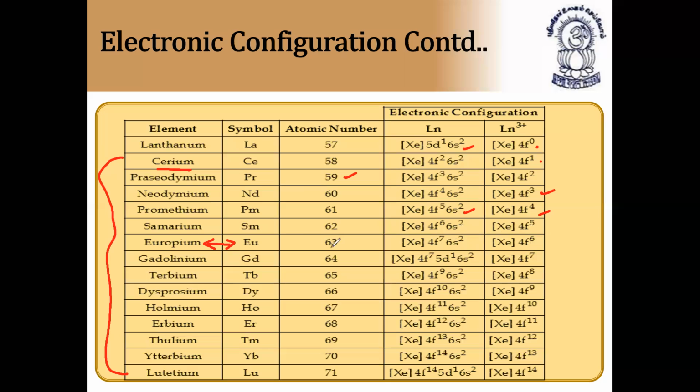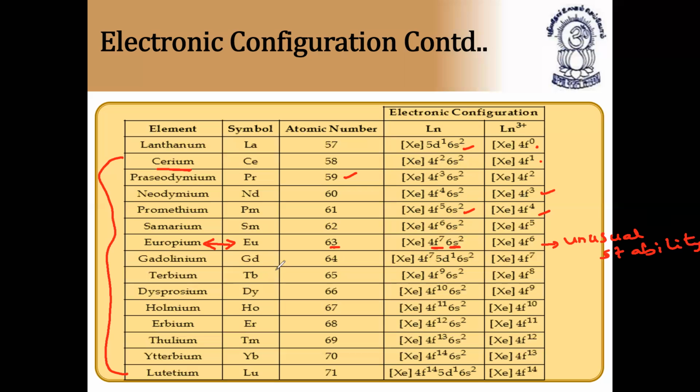Europium, why have I underlined it? Because it is half filled. 4f7 is half filled. Half filled and completely filled orbitals have unusual stability. Unusual stability due to half filled and completely filled orbitals.